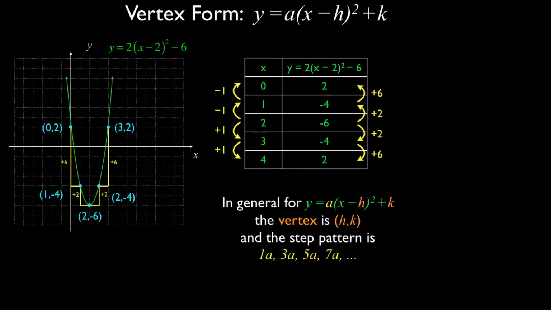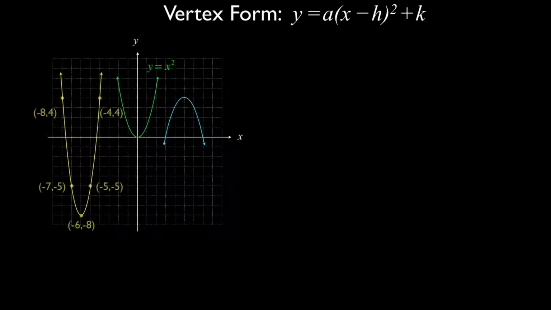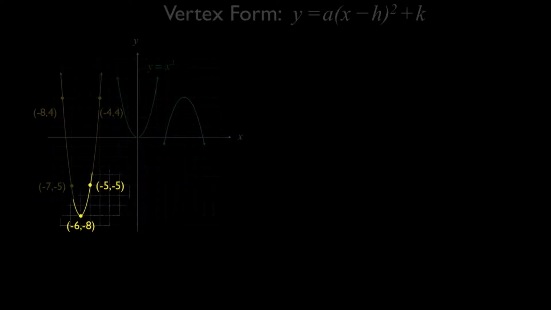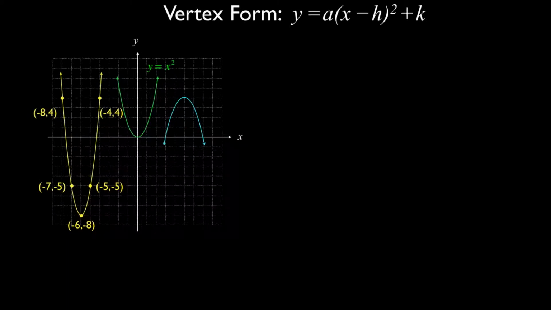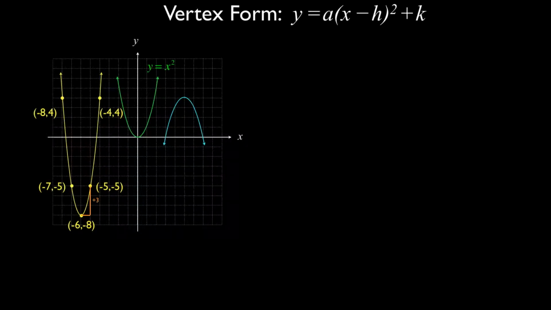Now let's see if we could actually work backwards from a graph to figure out the equation. So it will go something like this. I'll pick 2 parabolas here, and I'm going to place some points on the yellow parabola. And these are the actual coordinates of the graph. If you have a look, you can see that the vertex is at (-6, -8). Well, I said that would give us our h and our k. And when I look at the stepping pattern, I go over 1 up 3. So that first jump, instead of being 1, is 3. That tells me that a itself must be 3. So if I were to write the equation, I'd say it's y equals 3(x + 6)² - 8.